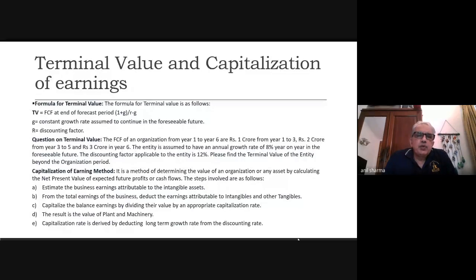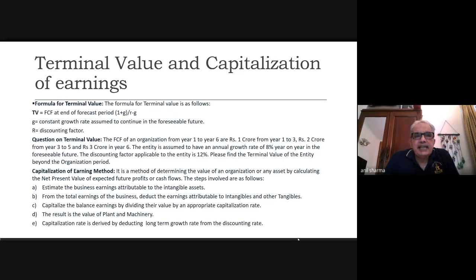So the question is asking you, what is the terminal value of the cash flows beyond the organization period of 6 years, right? So you need to calculate the terminal value. And look at the formula above. The terminal value at the end of the forecast period is 1 plus G upon R minus G, right? So free cash flow multiplied by 1 plus G upon R minus G.